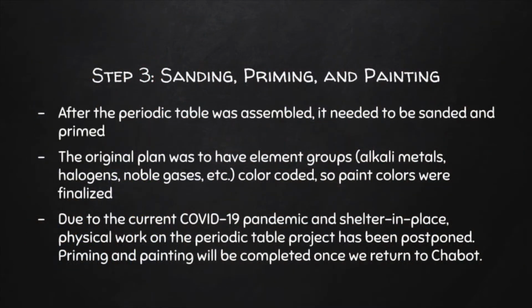Having finally finished constructing the wooden structure of the periodic table, it was time to polish up our woodwork and strive towards a finished product. We did so by manually sanding the entire periodic table and then priming it. We had intended for the periodic table to be completely painted and close to completion by now. However, due to the COVID-19 closures, our physical work on the table came to an abrupt pause.